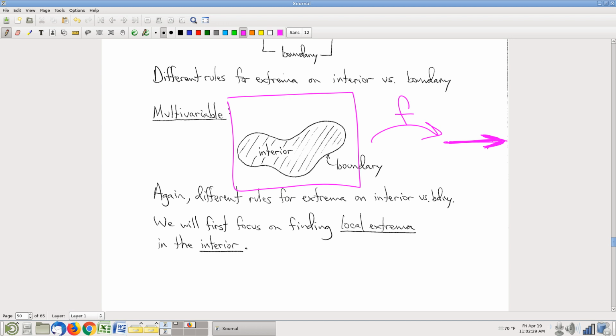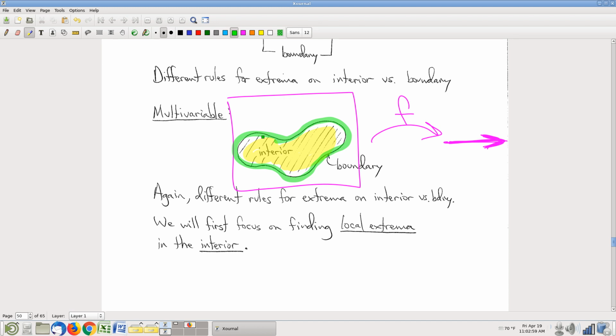So again, we find ourselves with an interior and a boundary. The boundary is different here. Now the boundary is not just 2 points. If someone were to say, don't forget to check the boundary, you'd be like, there are infinitely many points on that boundary. How am I supposed to do that? I don't know how.